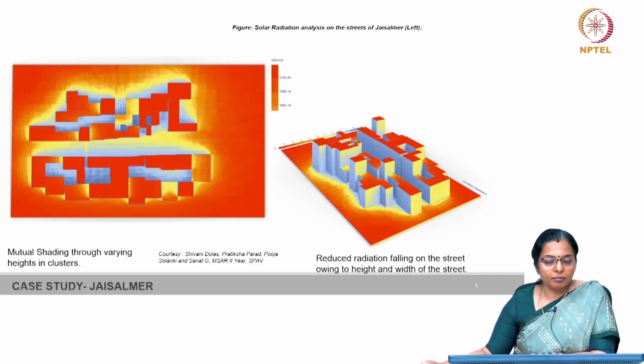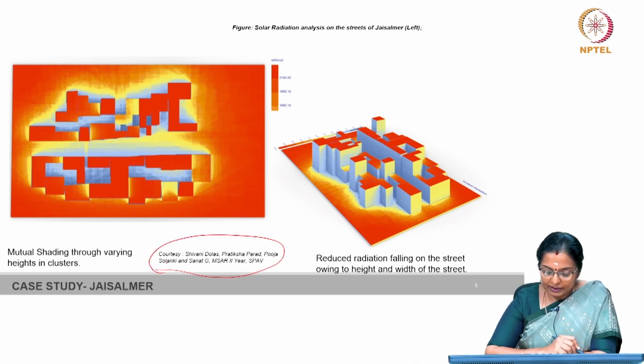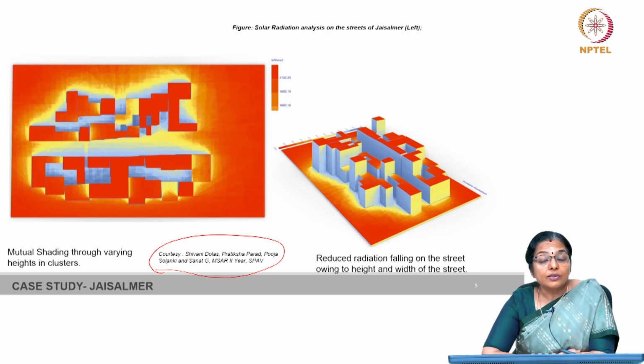A small analysis was done by a group of students, and they did a small assessment of what mutual shading through varying heights in clusters can cause. It is found that the streets in Jaisalmer not only provide protection from the sun and the harsh winds, but they also foster a comfortable environment for people to gather outside their houses. This leads to the streets becoming vibrant hubs for social interaction, especially for women. This social dynamic is enhanced by extending the thresholds of the houses, which along with the height and width of the streets reduce solar radiation on the ground. Additionally, mutual shading occurs due to varying heights in clusters of buildings, and it contributes to the overall pleasant and social atmosphere.